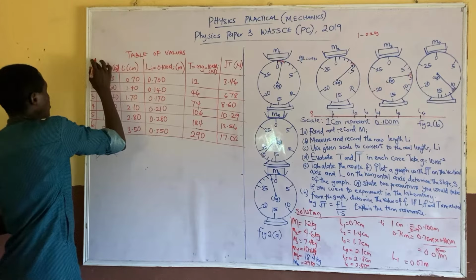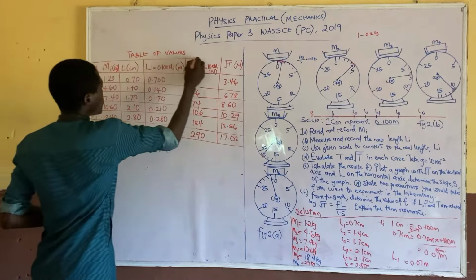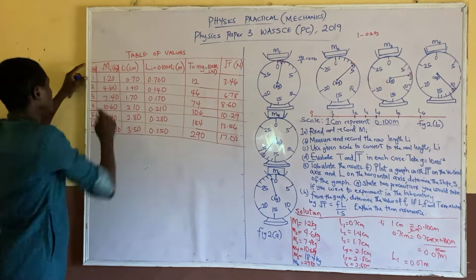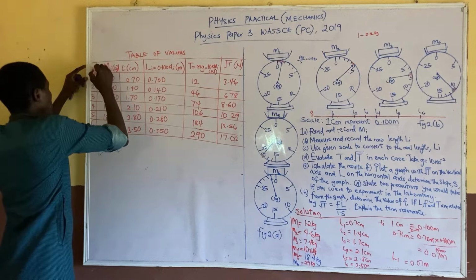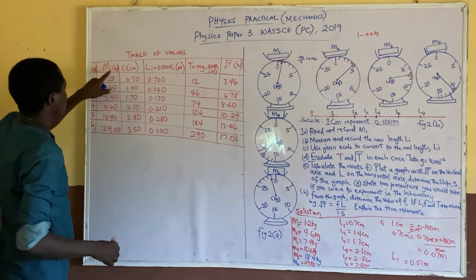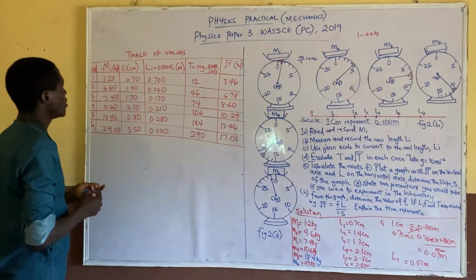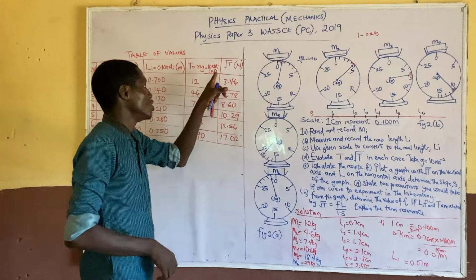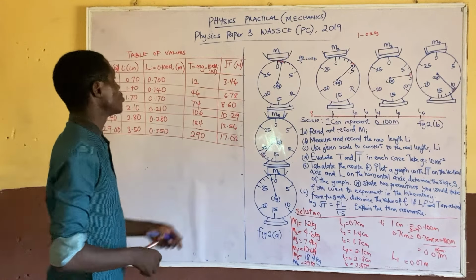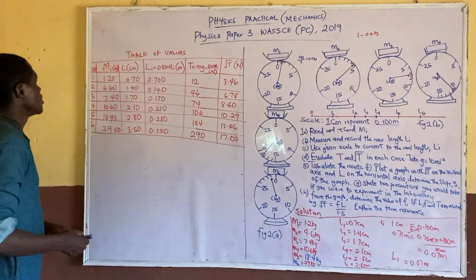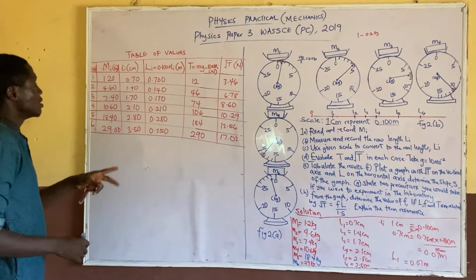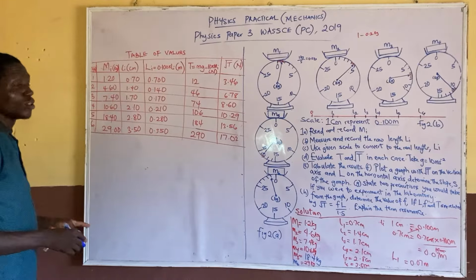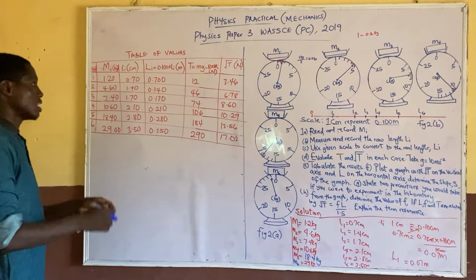So we have the serial number here, SN. You have the mass Mi, you have the length Li in centimeters, the capital letter L, and you have the tension T equal to mg, that is 10 times Mi. Then you have the square root of T. That's the unit. So remember to put all of your units inside the table.